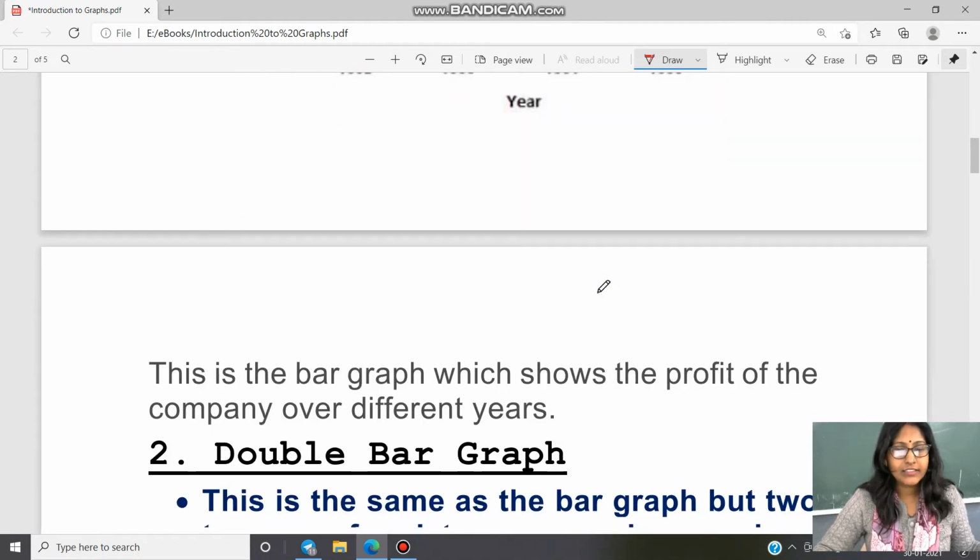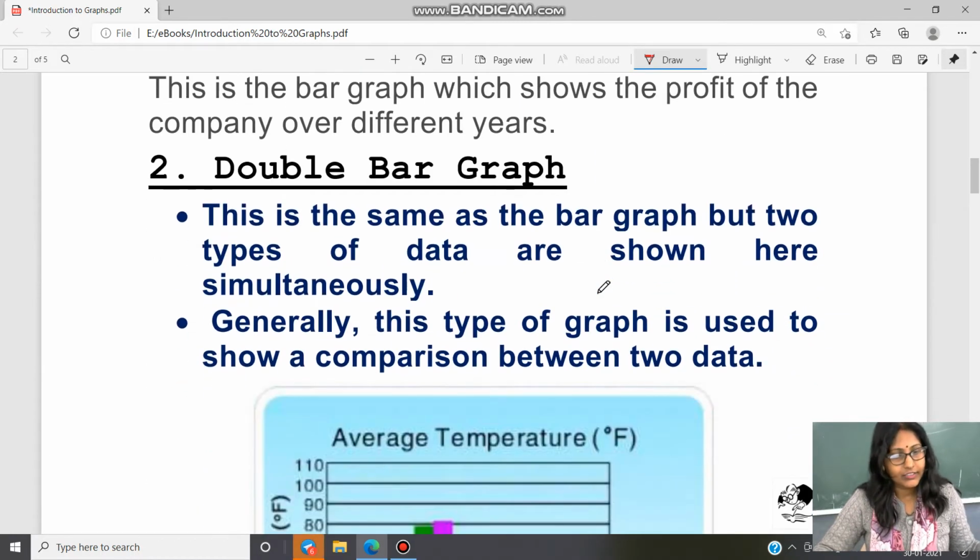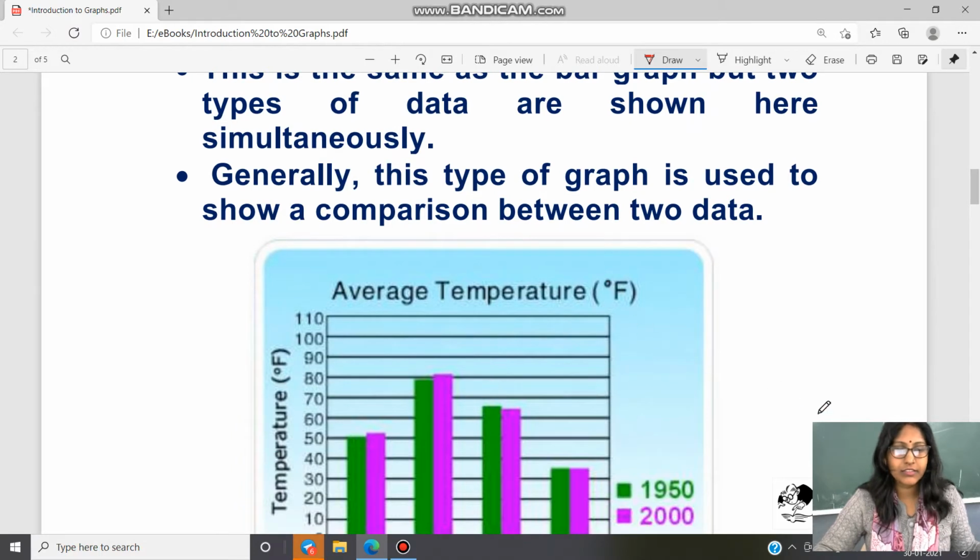Next type is the double bar graph. A double bar graph is the same as the bar graph, in which we make two bar graphs for one situation. Basically it is used for comparison of two types of data in the same graph. So basically it is used for comparison between two data.